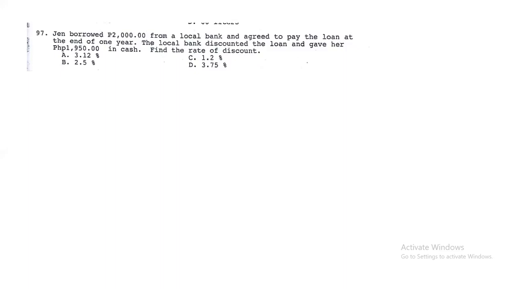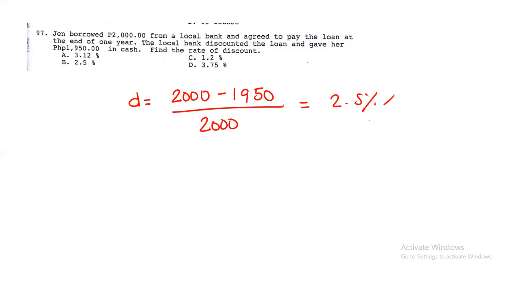That's what they give as the exam. So the discount is equal to 2,000 minus 1,950 over 2,000. So the answer is 2.5%, so B.